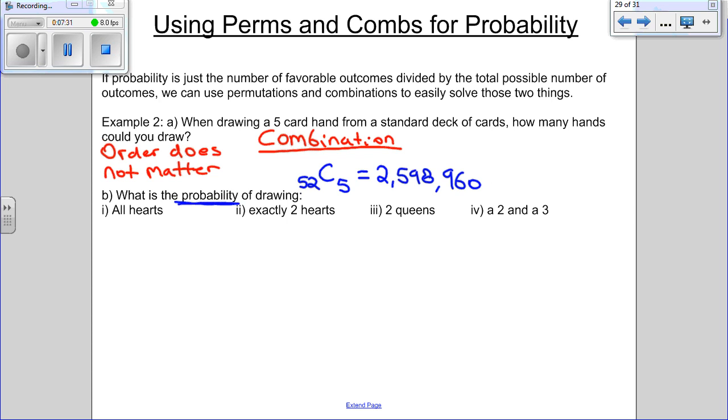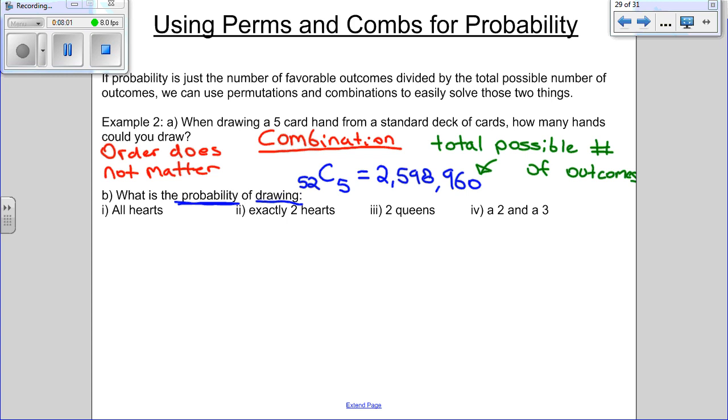Well, if you want to figure out the probability, you need to do what you want divided by what's possible. What we just calculated is the total possible number. No restrictions means that's what's possible.